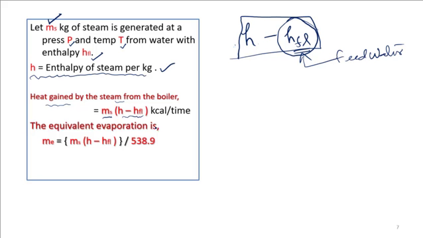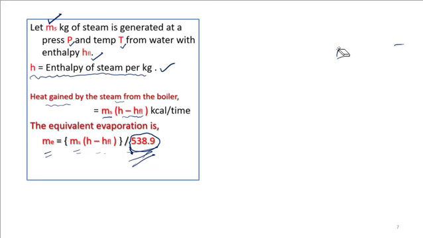So equivalent evaporation ME is equal to MS (H minus HFL) divided by this one. To find out equivalent evaporation, we have to divide that amount of heat by this quantity, the equivalent evaporation. With that we have to deduct that quantity. So let us understand it.